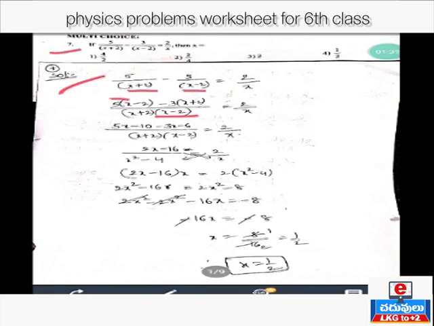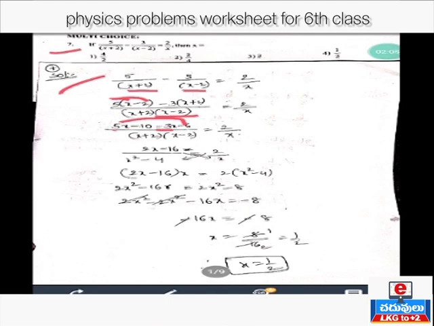Numerator, observe here, 5 into x, that is nothing but 5x, 5 2s are 10, I can write here minus 10. Again minus is there before the second expression. Minus 3 into x, that is nothing but minus 3x. Again minus into minus, minus 3 2s are 6, plus 6. Denominator x plus 2 into x minus 2 is equal to 2 by x. 5x minus 3x, these two are like terms. 5x minus 3x is nothing but 2x, minus 10 minus 6, that is nothing but minus 16.